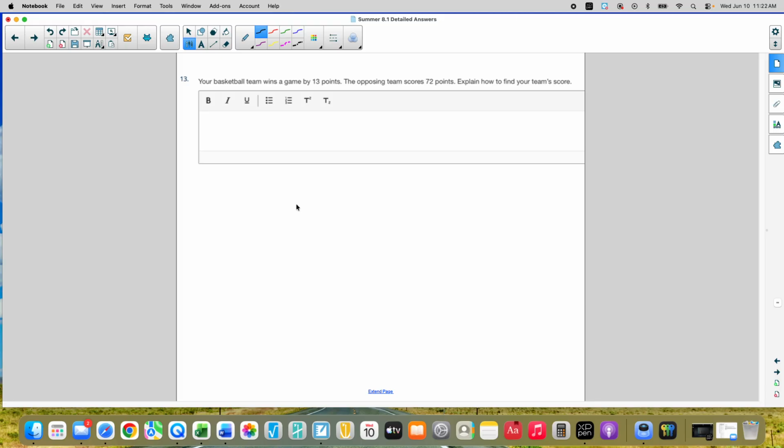So my team score is going to equal my opponent's plus 13. So my score is going to equal the losing score plus 13. Explain how to find the team score. You're going to take the opposing team's score and add 13. So that gives us 85 points for my team.